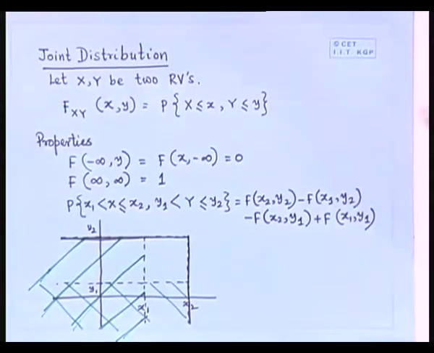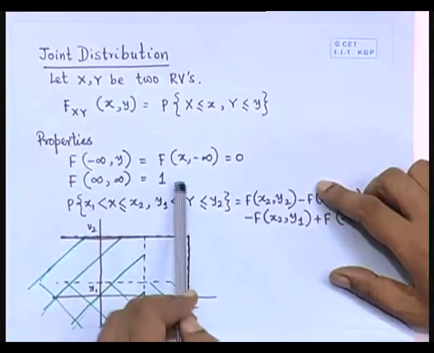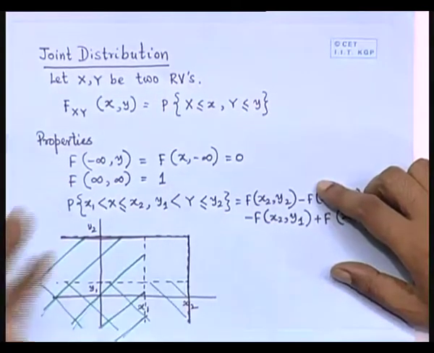But F(x, infinity) or F(infinity, y) is not 1. In fact, it will be the marginal distribution, right. So here we can substitute one infinity and get a nice number. Here we have to substitute both. Here we cannot substitute one, then we will not get 1 here. This I hope you realize.